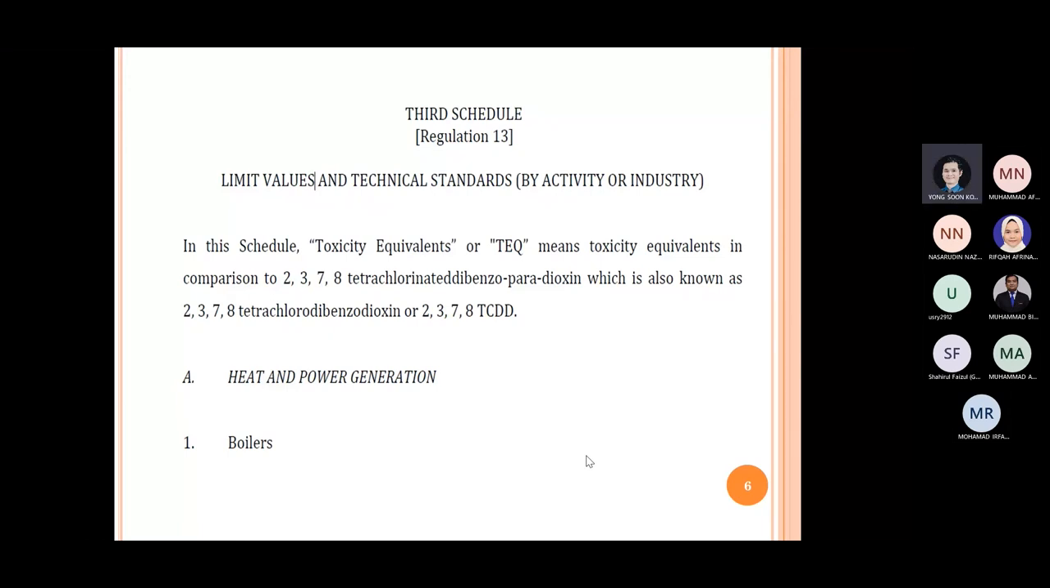Once again, there are a lot of activities referred to in this standard, because the level of pollution is not the same. It depends on what kind of activities are in the plant, and based on those activities, the permissible level may also be different. So here we look at power and heat generation. I think this is very obvious. All power plants in Malaysia emit a lot of pollutants. In fact, that is the major source of air pollutants in Malaysia, apart from combustion vehicles.